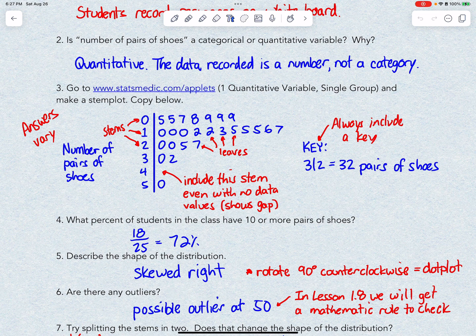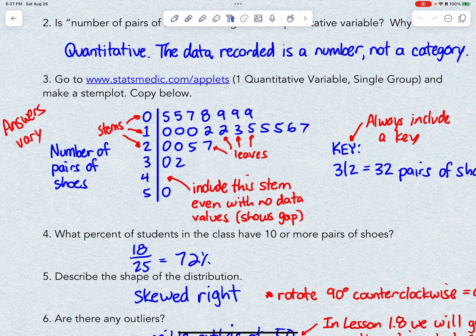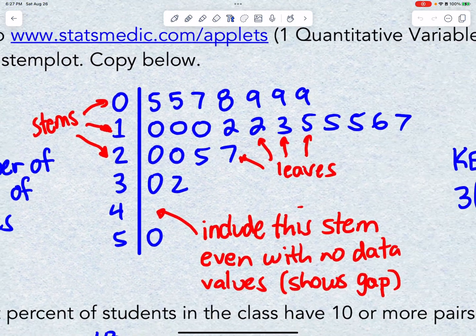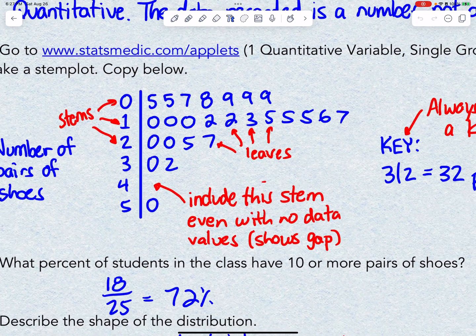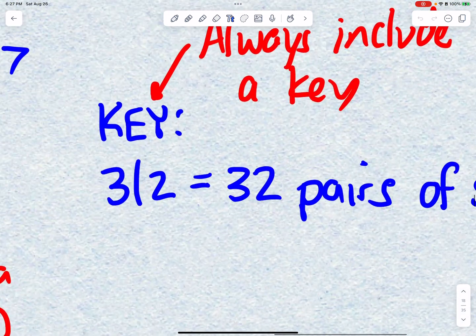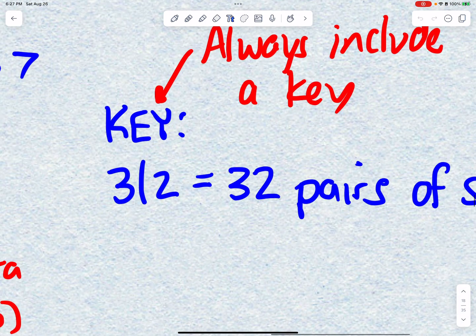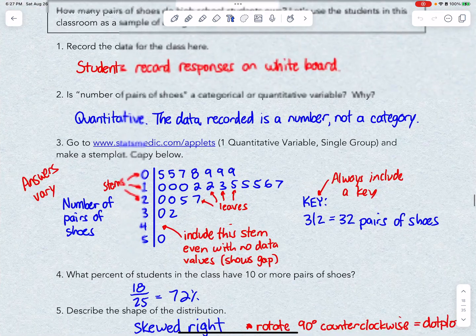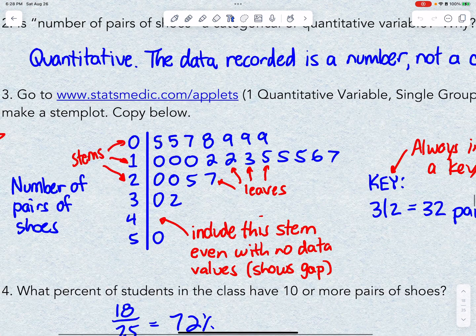And the way I did the stem plot is that you can see 0, 1, 2, 3, 4, 5. That is my stem, which represents the tens. So for instance, 3 and then a line, 2 is 32 pairs of shoes. The 5 here represents 5 pairs of shoes. The next 5 pairs of shoes, 7 pairs of shoes, 8 pairs of shoes, and so forth.